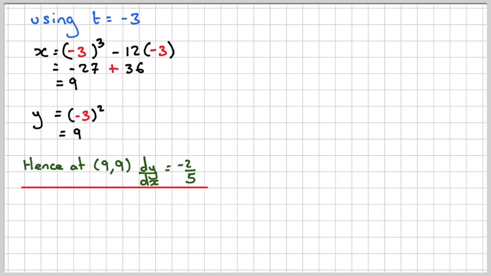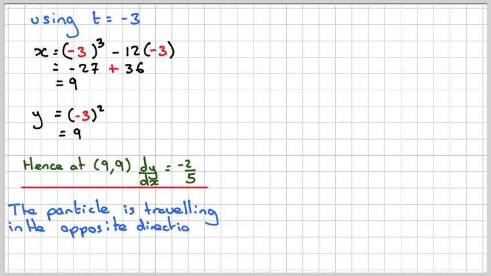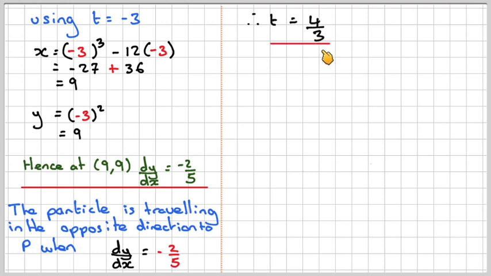Okay, so we want to know when it's travelling in the opposite direction. If it's travelling in the opposite direction to P, like I showed you at the beginning, then dy by dx will still have the same value, minus 2 over 5, because the gradient of the curve will be the same, even though they're moving in opposite directions. And therefore t is going to be 4 over 3, the other value that we calculated doing part B.